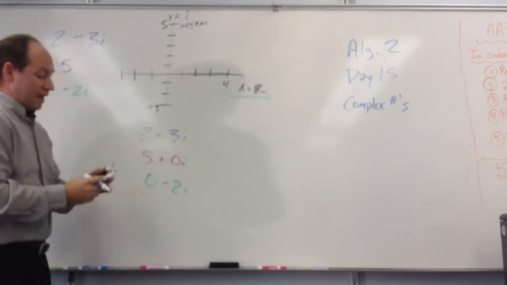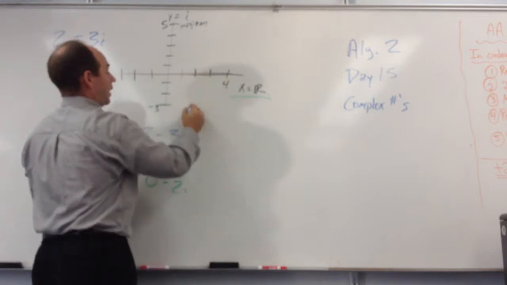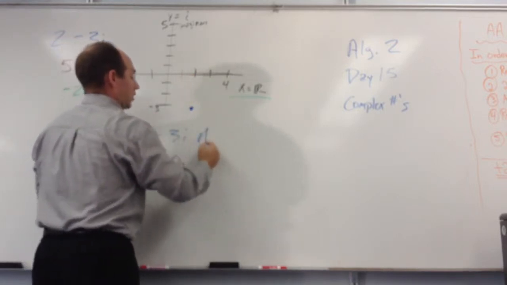So we take a look at this 2 minus 3i. All that means is I go over here 2, I go down 3, there's my point. We'll call that point A.